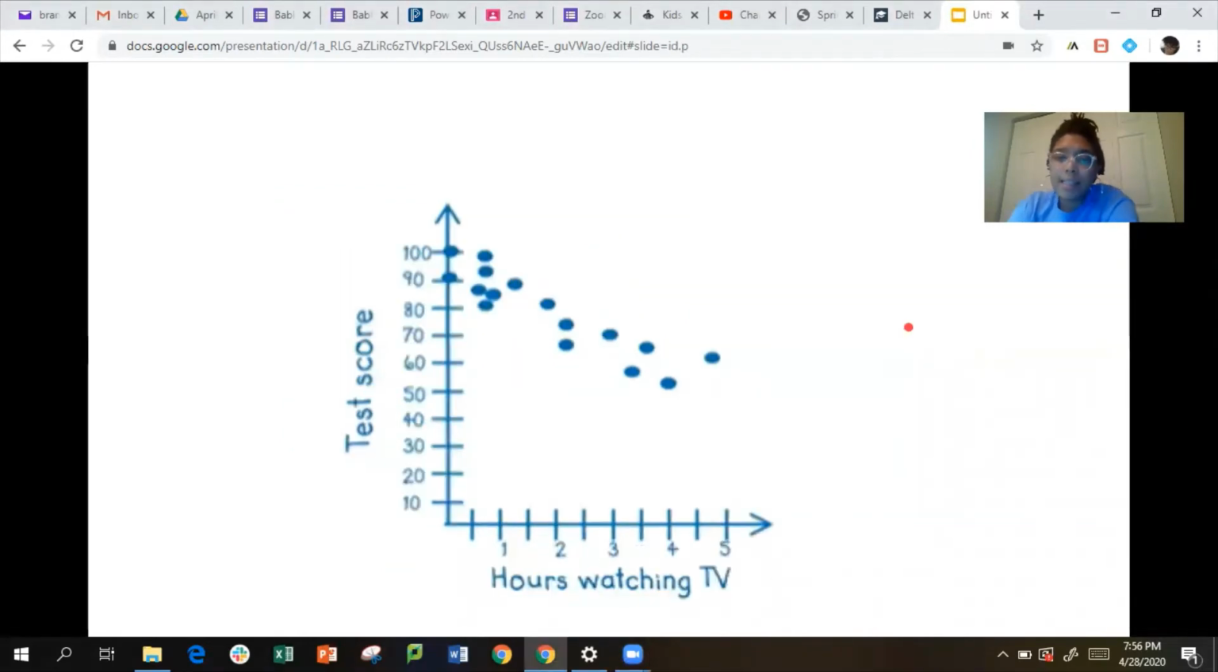So now let's look at this one. Let's say we're going to observe how the hours of TV watching affect your test scores. If you look at this graph, it looks like it's trending down. So that means this will be a negative correlation. Watching TV a lot can negatively impact your test scores.